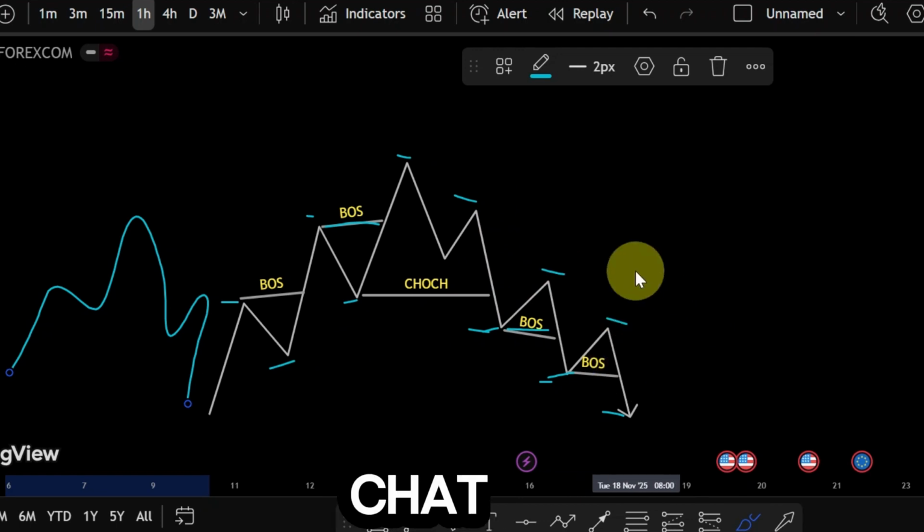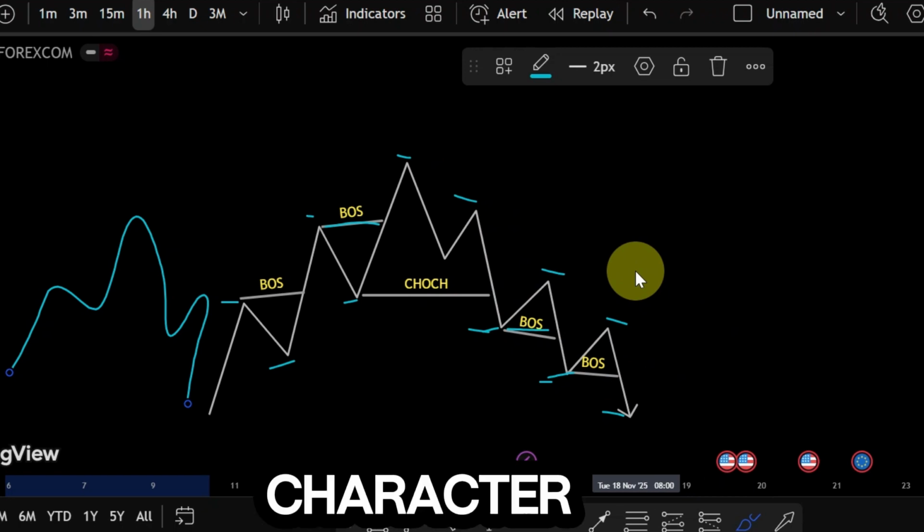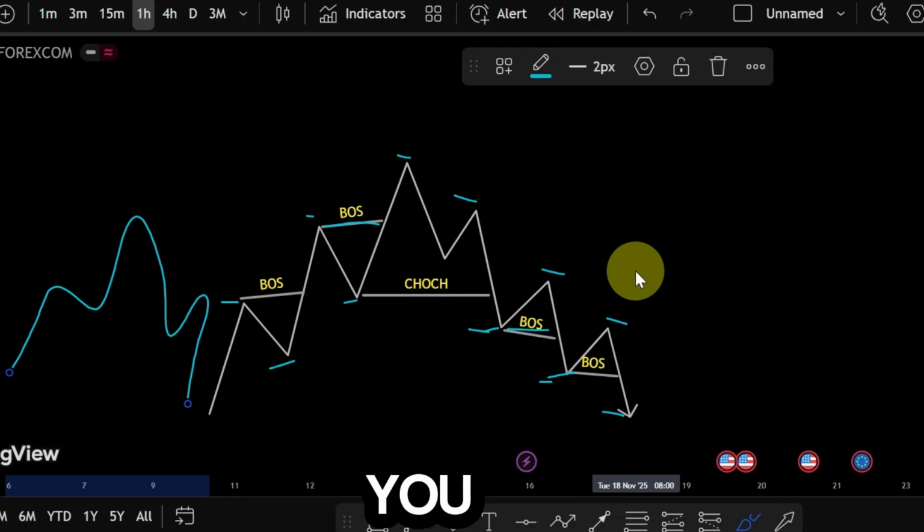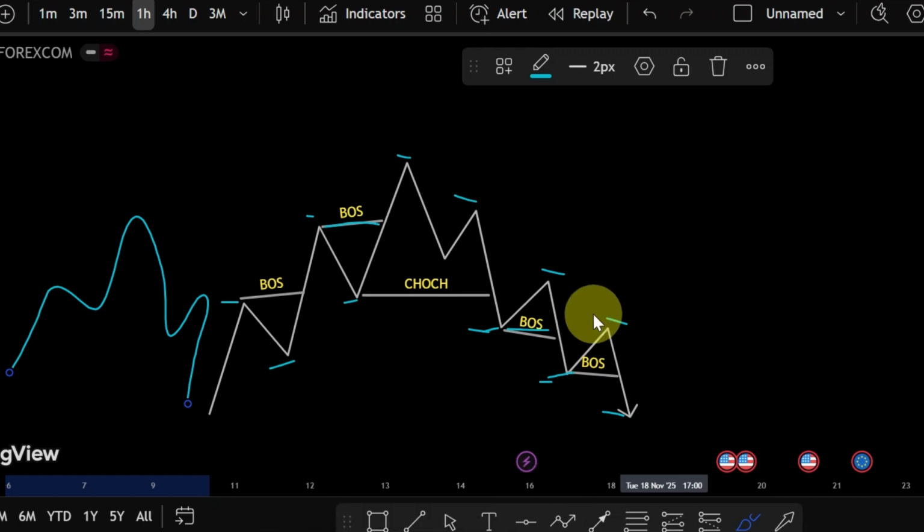I'm going to go to the chart and show you guys this, but you know that I already made a detailed video about order blocks and change of character and market structure. I highly recommend you watch that particular video if you don't know how to identify order block and market structure.